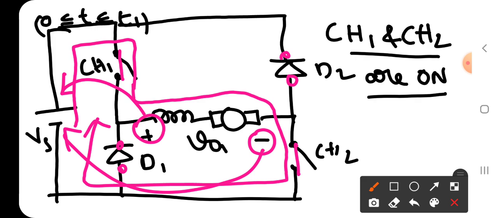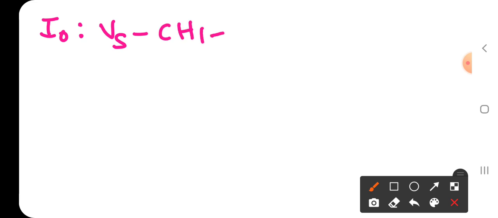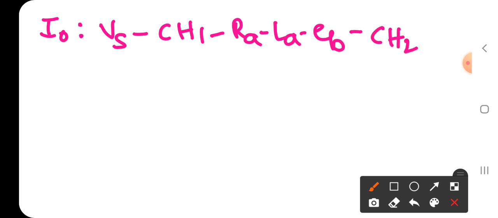Yes, so now let us write the current flows. That is, the path of current I0 flows from Vs to CH1 to the motor, that is RA, LA, next CH2, next Vs again. This is how the output current flows.